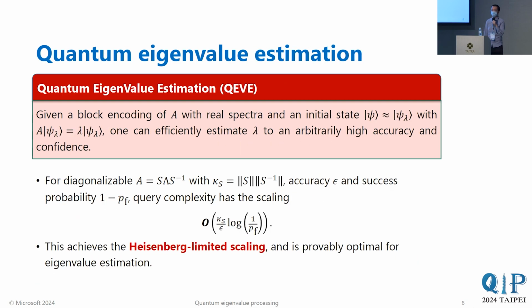We have a related quantum algorithm for solving the eigenvalue estimation problem, again, for more general input matrices. So the complexity of QEVE is given there. So it achieves linear scaling with inverse accuracy. It's something known as Heisenberg limited scaling, and it's probably optimal for the problem of eigenvalue estimation.